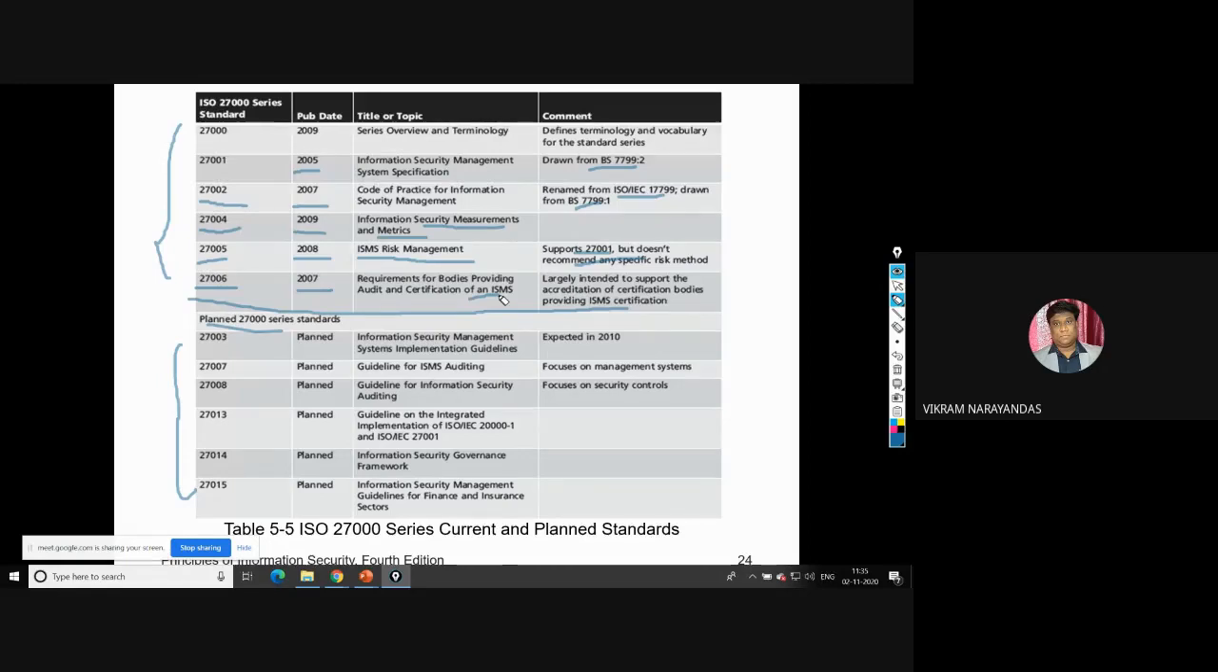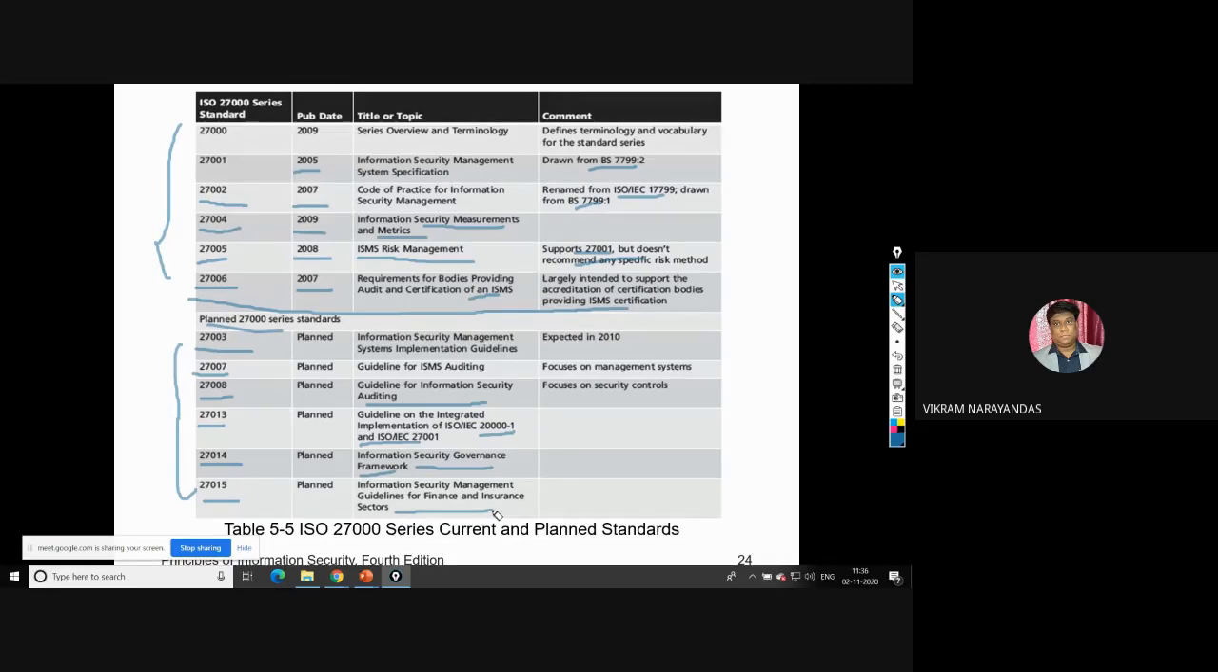which is largely intended to support accreditation of certification bodies providing information security management system certifications here. Similarly, we also have the planned 27000 series standards here. One is 27003 for information security management system implementation guidelines. Similarly, 27007 guidelines for ISMS auditing, and 27008 guidelines for information security auditing here. We also have 27013, guideline for integrated implementation of ISO 20000-1 and ISO 27001. Another series standard is 27014 for the information security governance framework, and 27015 for information security management guidelines for finance and insurance sectors.